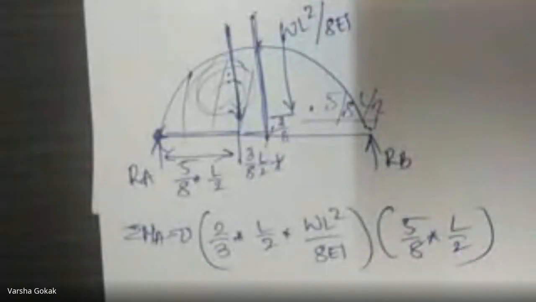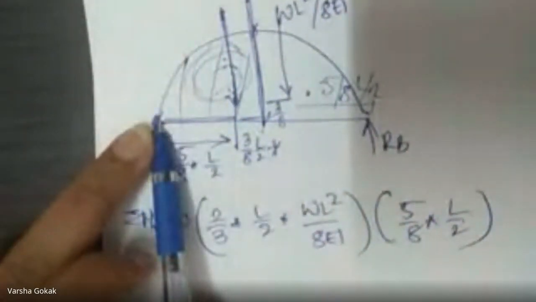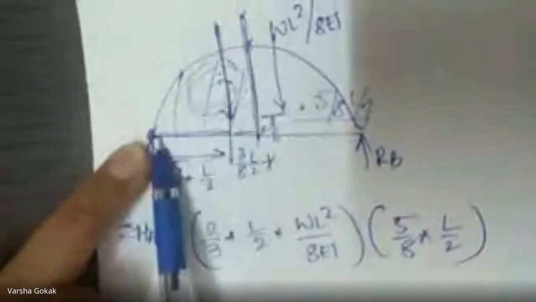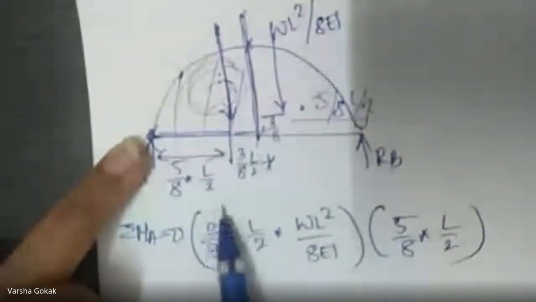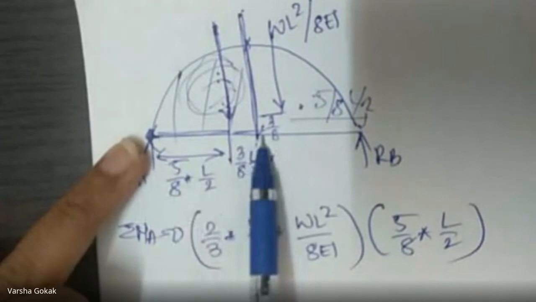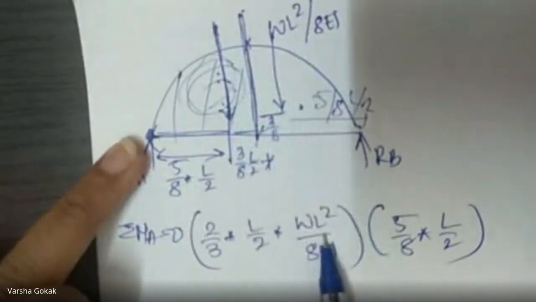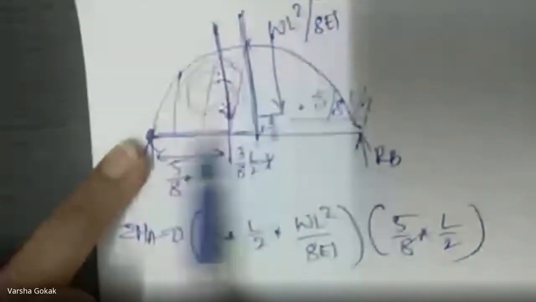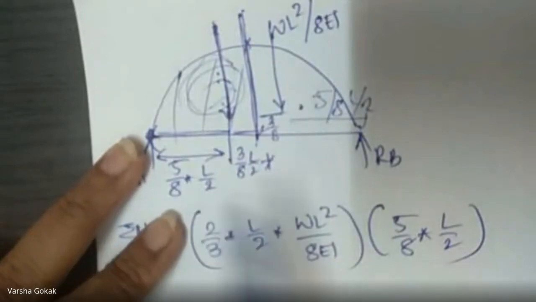But it is starting. The parabola will be separate. For this parabola, its CG is 5 by 8 of the base, 5 by 8 of L by 2. Remaining is 3 by 8 of L by 2. So now I'm taking moment at this point. I have to do area into the CG. So first write its area: 2/3 base is L by 2. Height is how much? W L square by 8 EI. Into CG distance is how much? This distance is 5 by 8 of L by 2.